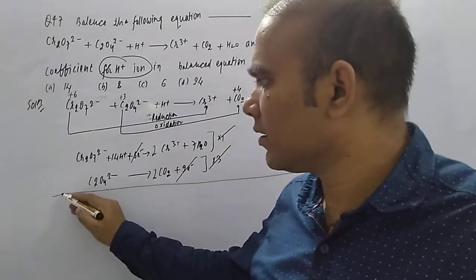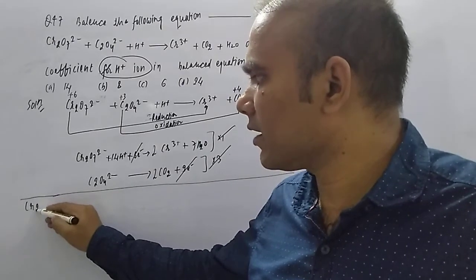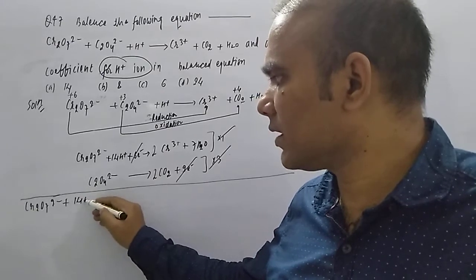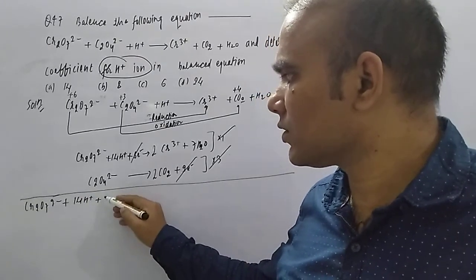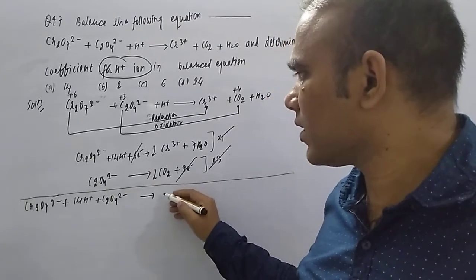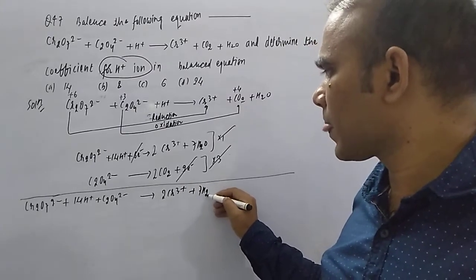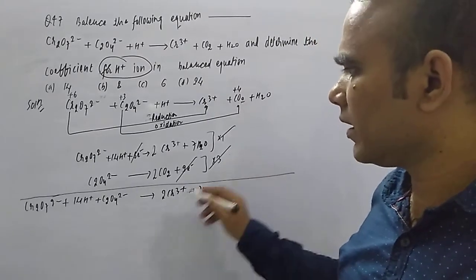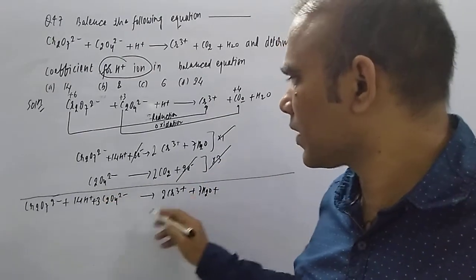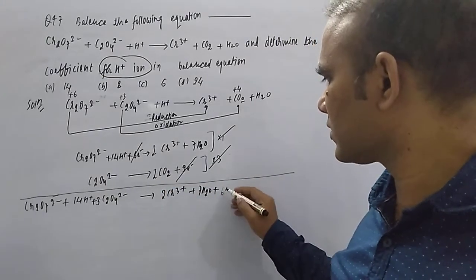So if you are adding, right to right, left to left, how much will come after multiplying? Here is Cr2O7 2 minus, plus 14 H plus, plus 3 C2O4 2 minus, giving 2 Cr3 plus, plus 7 H2O, plus, these are multiplied by 3, no? So here it will be 3, and this is also 3 times 2, 6 CO2.